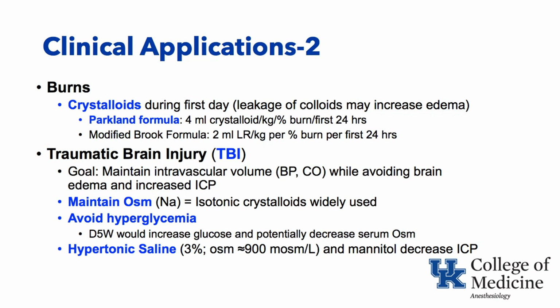Hypertonic saline, or 3% saline, has an osmolality of about 900 milliosmoles, and that, along with mannitol, is sometimes used to decrease intracranial pressure in patients with traumatic brain injury.